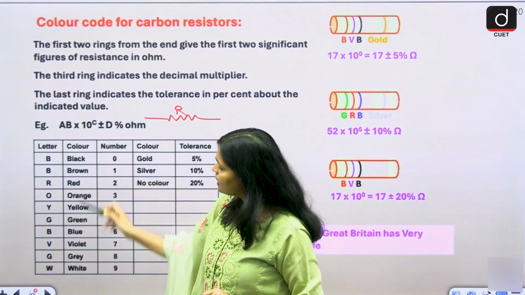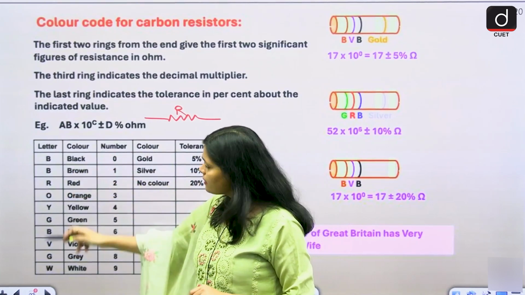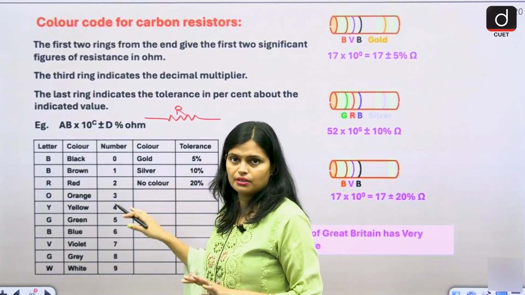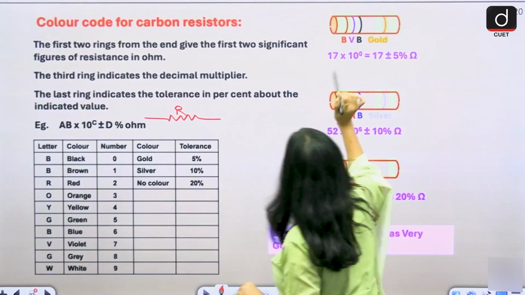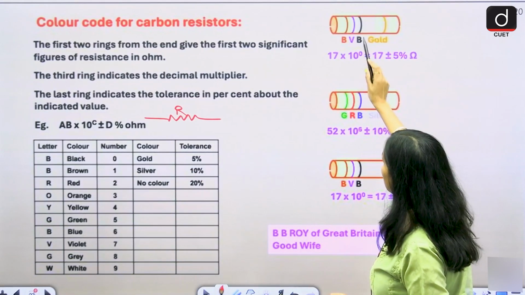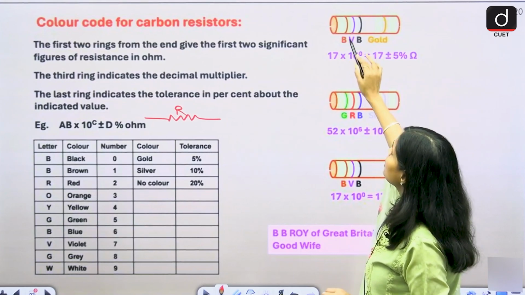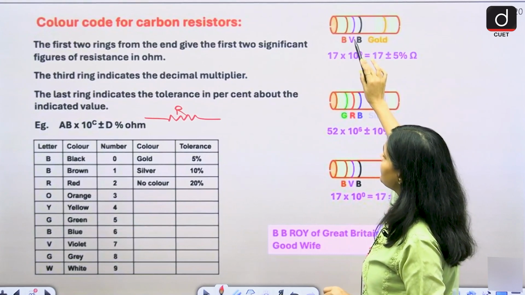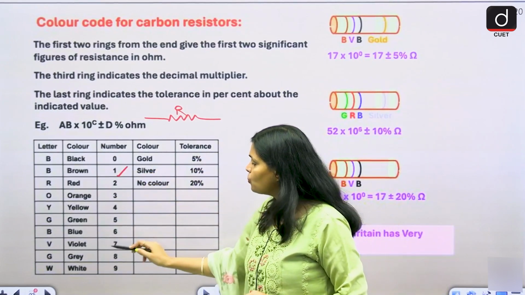See here, these are the colors, these are their numbers, colors and the tolerance. So the letter is also given, you have to remember this. Okay, you will have to remember this table. So now suppose this is B, capital letter B, for black, or you can say just take it brown color. It is a brown color ring, so brown and violet V. So for B the number is brown is 1, for violet 7.